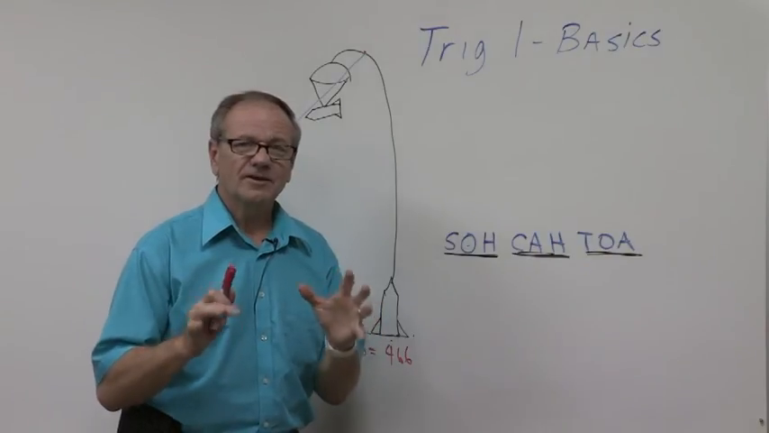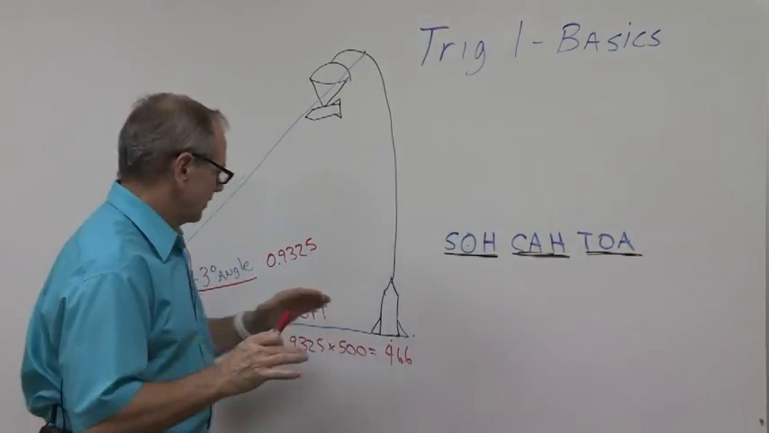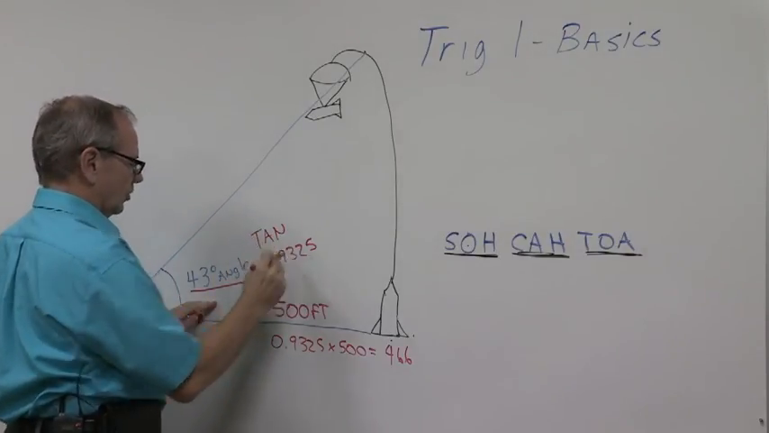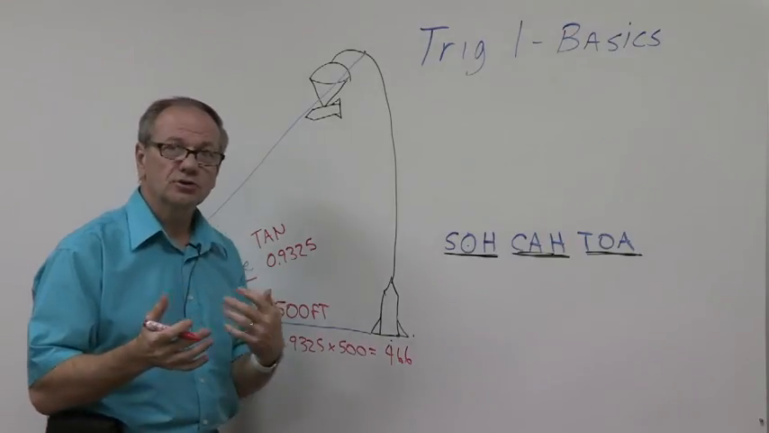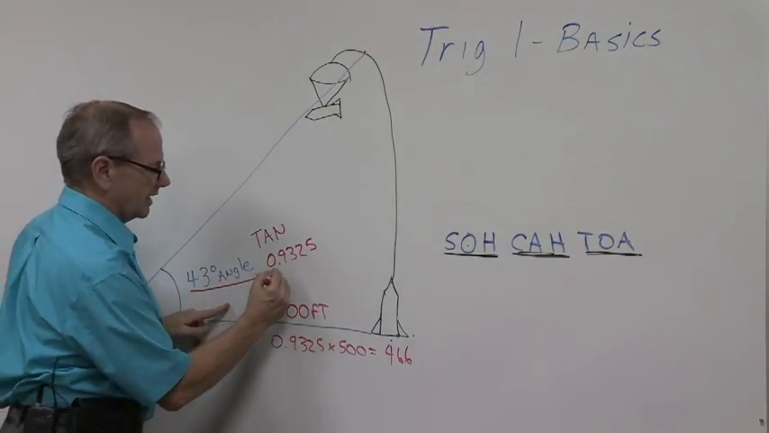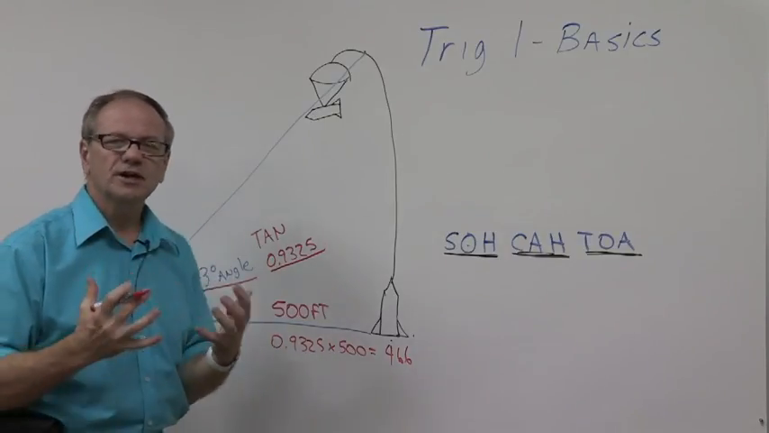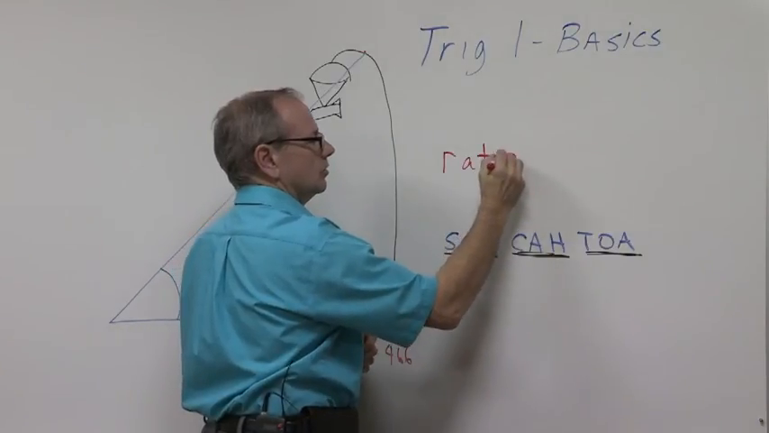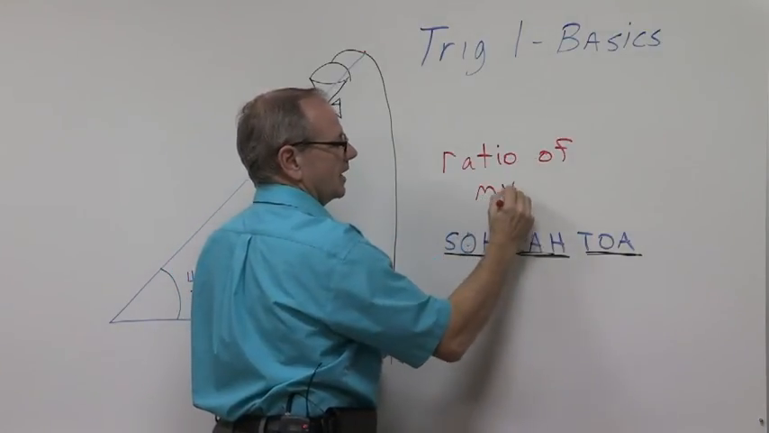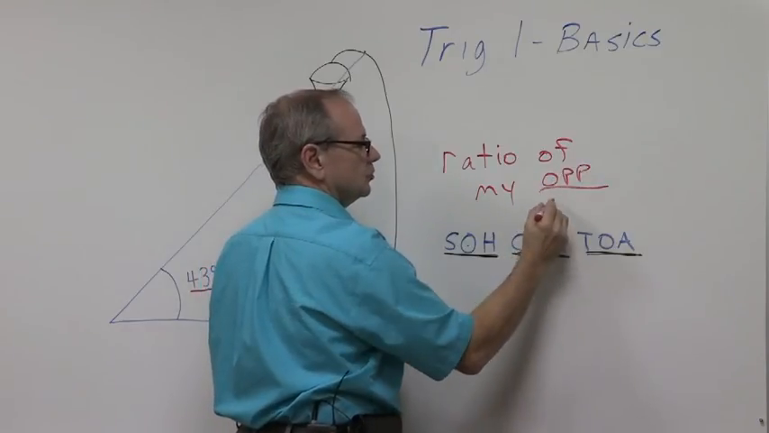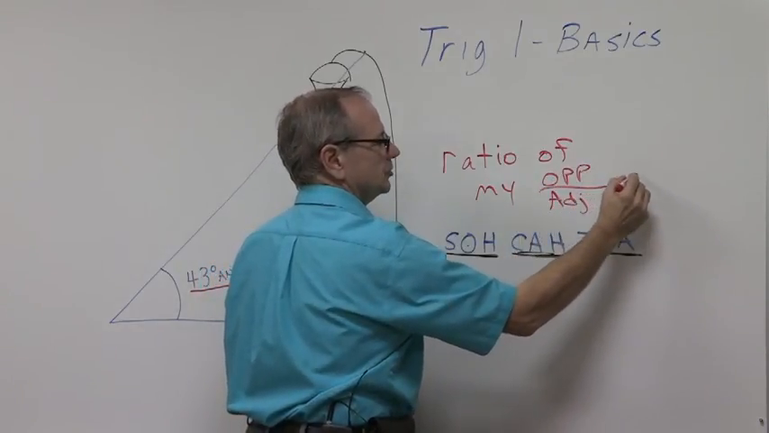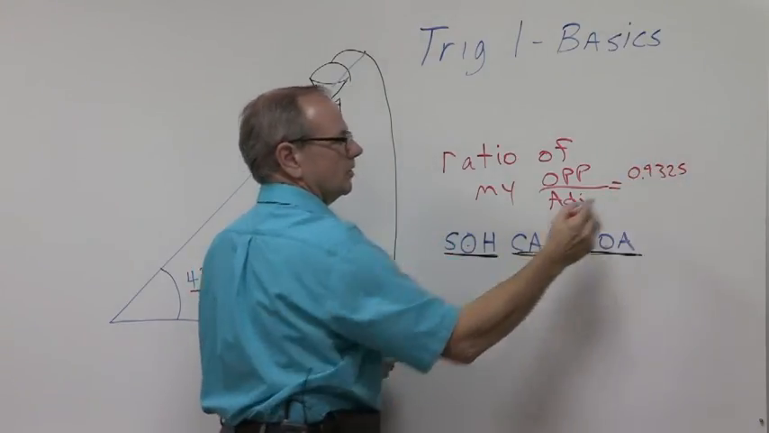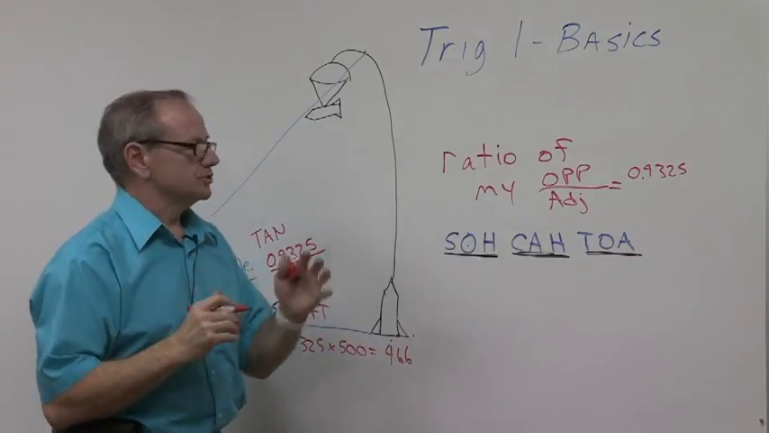Okay, I've got a few numbers here. We're going to look at this. Okay, this is the tangent of a 43-degree angle. You can put it in a calculator, you can look it up in a table. And it's 0.9325. Now what this tells us is the ratio of my opposite to my adjacent is equal to 0.9325. Okay? So that's the way we look at this, it's a ratio.